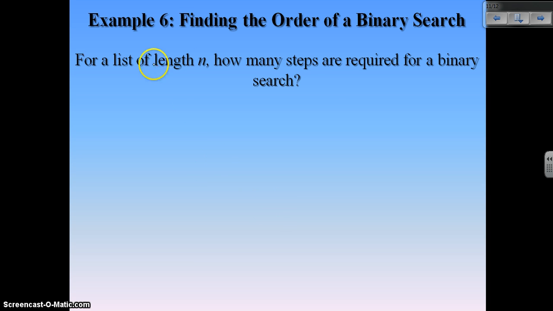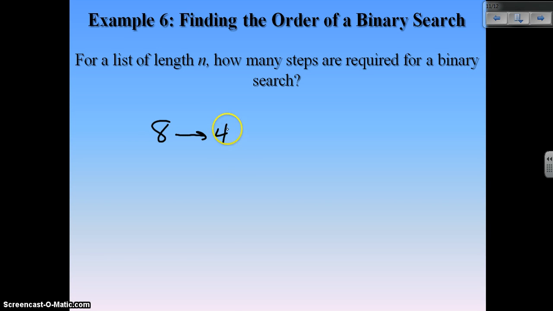So in general, for a list of length n, how many steps are required for a binary search? Well, let's start with an actual number. Let's start with 8. Let's say I have 8 objects, and I want to see if it's in those 8 objects. How many steps is it going to take at most? Now remember, this is at most. Well, I take the first half, and let's say it's not in that. So then I'm left with 4 objects.